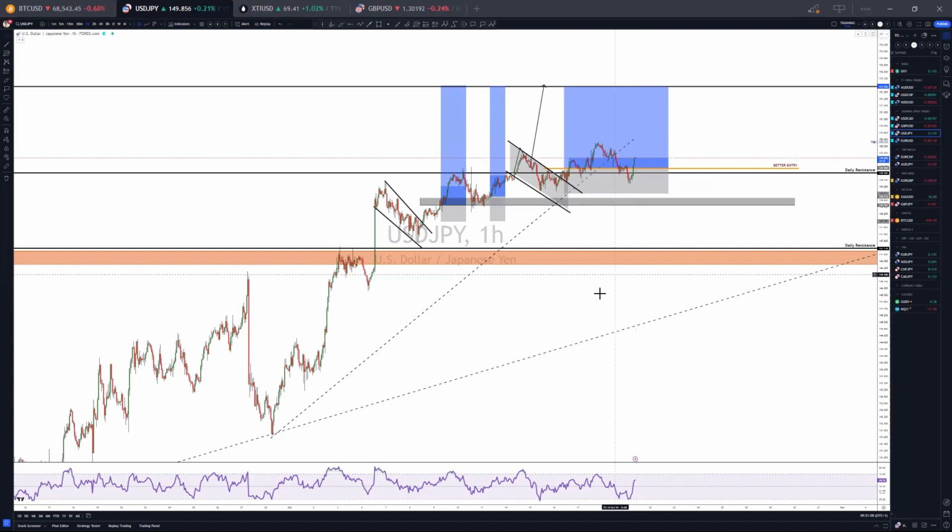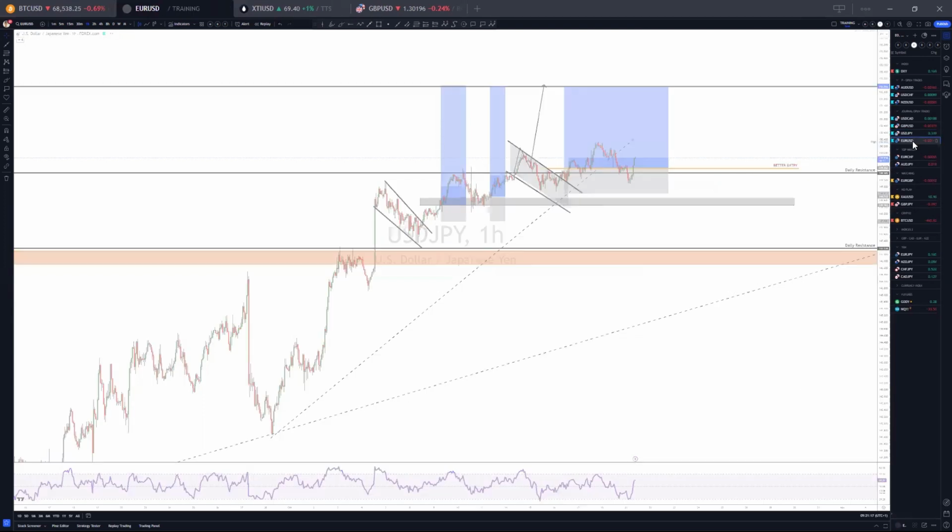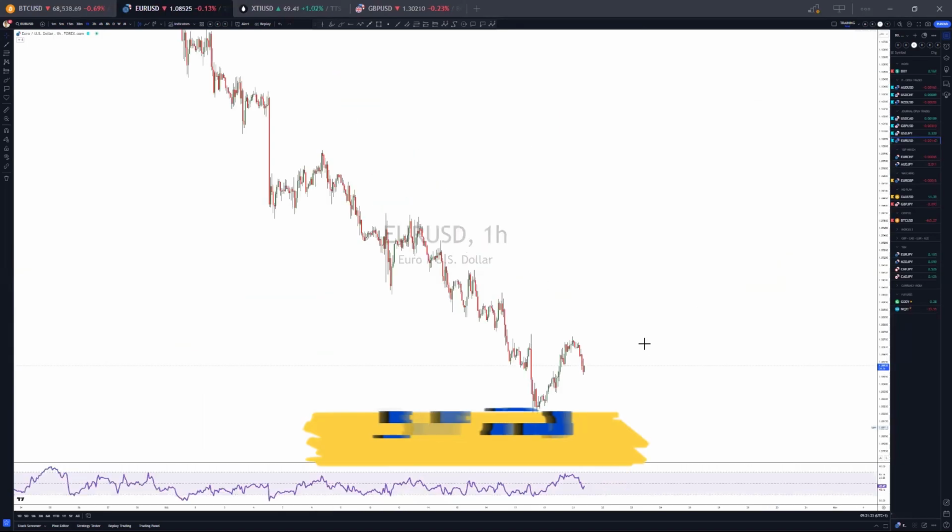So that's the plan on USD JPY. So far, so good, in my own personal opinion. And now moving forward to euro dollar. Yes, someone said analysis on euro dollar. I am getting to euro dollar. You just have to be patient. Euro dollar is still going down.